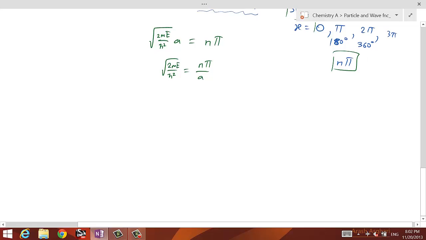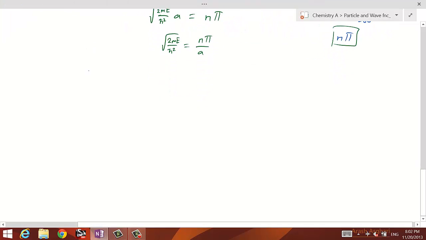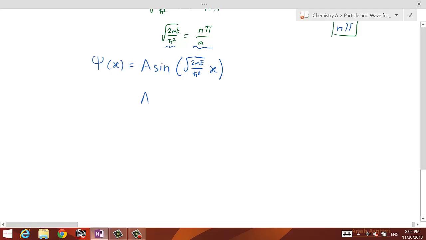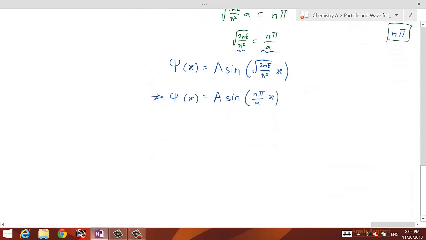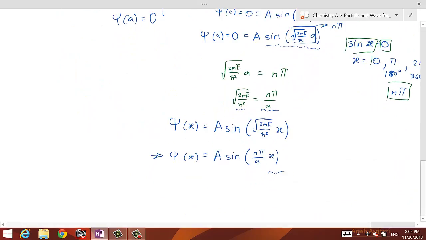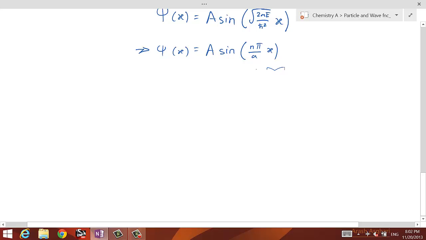Now we move on to our equation. At first, our equation is psi of x equal to A sine of square root 2mE over h bar squared, right? And x. Now we say that this thing equals this thing. We change, okay? So A sine of n pi over a multiplied by x is now my wave function, okay? Now we change to the second time. At first we got this. Now we got this, which are the same. We just add more conditions and find some more constants, or variables, inside.